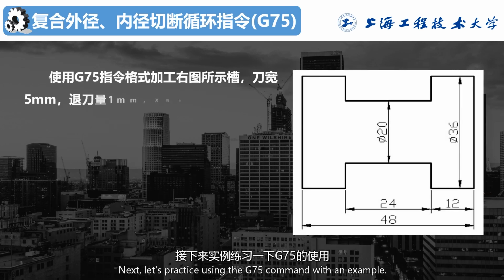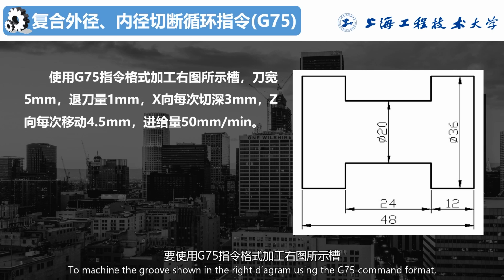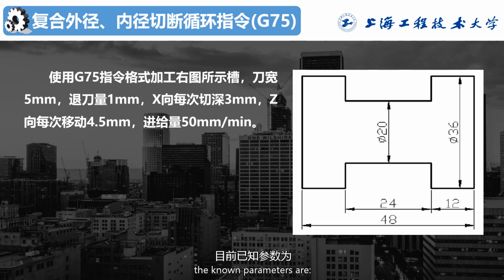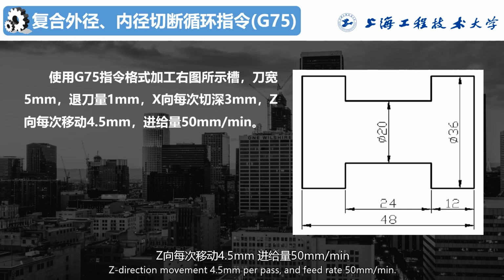Next, let's practice using the G75 command with an example. To machine the groove shown in the right diagram using the G75 command format, the known parameters are: tool width 5 mm, retraction amount 1 mm, X-direction depth of cut 3 mm per pass, Z-direction movement 4.5 mm per pass, and feed rate 50 mm per minute.